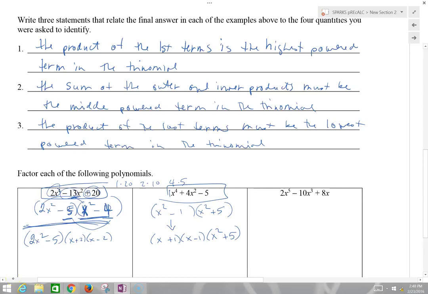I'm betting we're going to need lots of factoring practice that isn't quite at this level before we get to our in-class. Alright, so we're going to do this one.